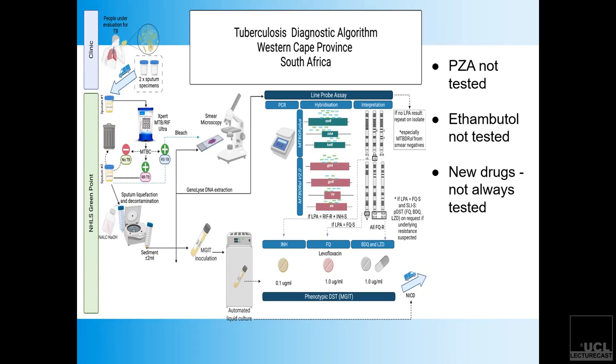I think what I wanted to mention about this is that when they looked at their MDR isolates, they found that a significant number of them were actually resistant to PZA and ethambutol. And some of those drugs are part of the concoction which we give them. So yeah, they're being given something which doesn't work, and we don't test for it. Next slide.